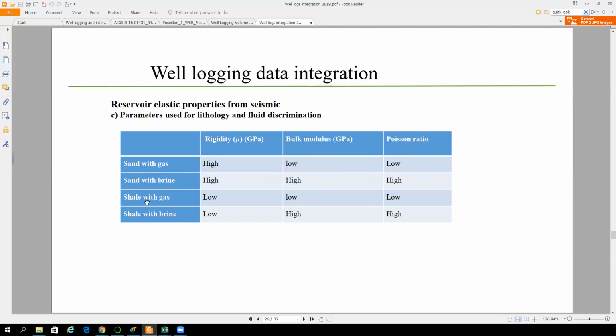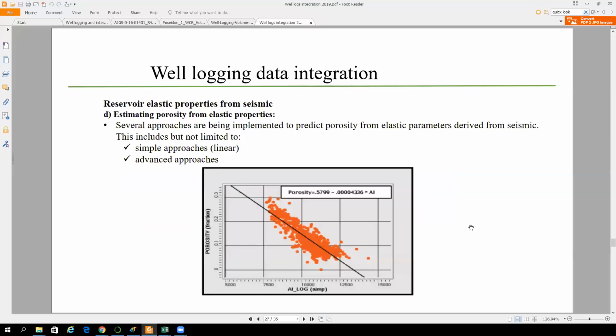For shale with gas, we will have low rigidity term. Why? Because the shale is less rigid than the sand. And because of the presence of gas, I will have low bulk modulus. And because of the gas, I have low Poisson ratio. In shale with brine, I will have almost the opposite.